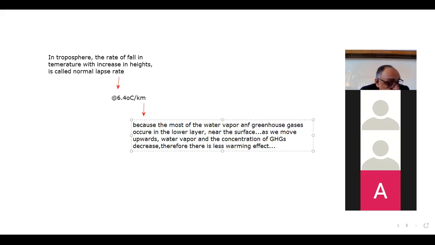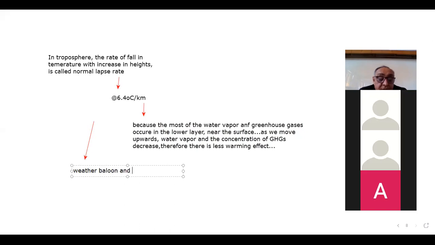So now the next thing is, how do we come to know about the weather phenomena in the troposphere? I'm not talking about the tropopause now, we are discussing this troposphere only. So how do we come to know about the weather phenomena in the upper layers? We come to know with the help of weather balloons and rockets.